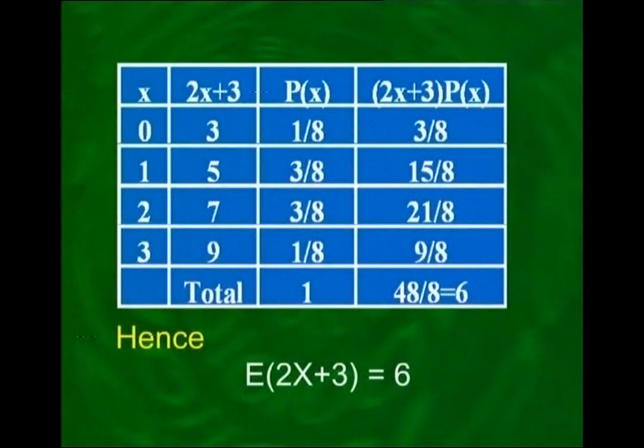Sabse pehle hum 2x plus 3 ka column banayenge, because that is the new variable that we are interested in. So when we substitute x equal to 0 in the expression 2x plus 3, our value comes out to be 3, the next one comes out to be 5, then we have 7 and 9. As I indicated earlier, the probabilities remain the same, and multiplying the column of 2x plus 3 with the column of probabilities, we obtain 3 by 8, 15 by 8, 21 by 8, and 9 by 8. Adding these, we get 48 divided by 8, which is equal to 6. In other words, the expected value of the random variable 2x plus 3 is equal to 6.